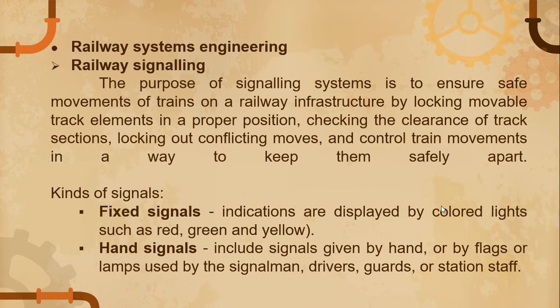Clear indicated by a green light. Caution indicated by a yellow light. Stop indicated by a red light. Caution and clear are signal aspects that give rail traffic crew the authority to proceed. So next is hand signals.